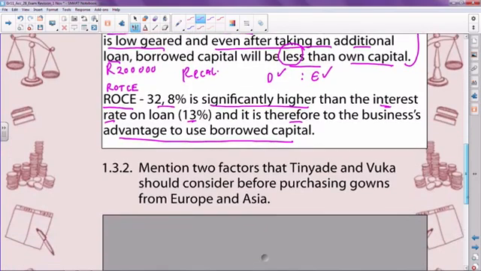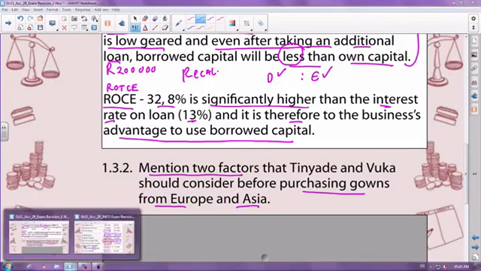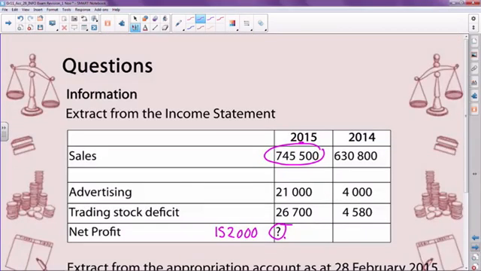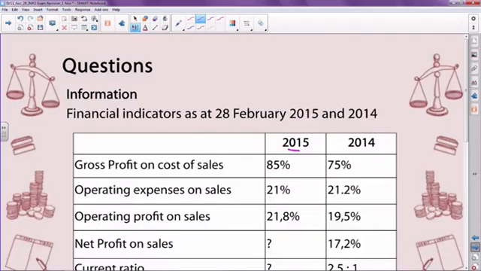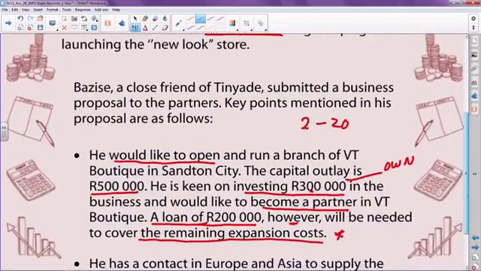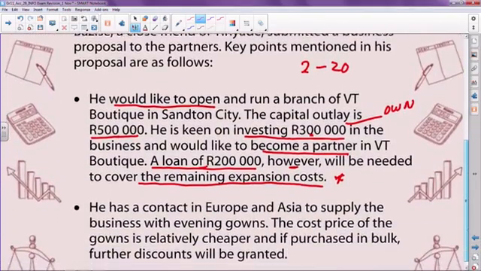Okay, let's move on to the next question, 1.3.2. Mention 2 factors that Tanyade and VUCA should consider before purchasing gowns from Europe and Asia. Right, so let's go back to the additional information, because we didn't come across this. So let's find this. Right, additional information. There's the business proposal.